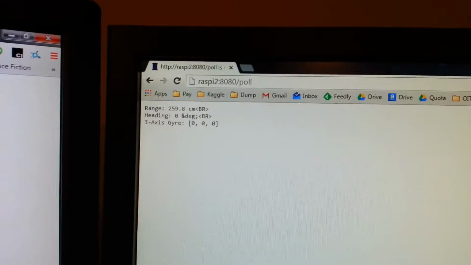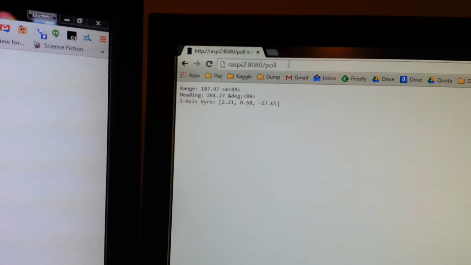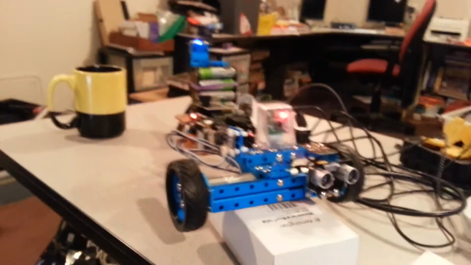For that interface, I'm using polling with JavaScript, and this is my polling interface updating in real time when I hit it. Over here is the Raspberry Pi hooked up, my web interface, and then here is the actual robotic unit.